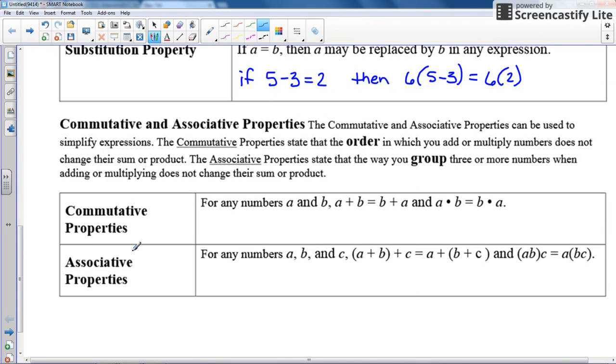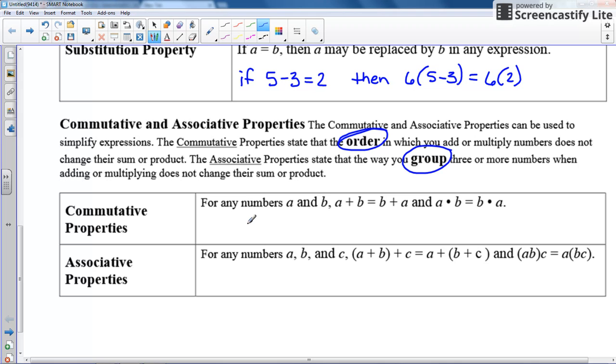And then the last 2 properties we're going to talk about, I know you've learned a ton about, and that's the commutative and associative properties. And the commutative property, remember, is when we can change the order in which we add or multiply numbers, and it won't affect their sum or product. Whereas the associative property is when we change the grouping of numbers when we add or multiply, and it doesn't change their sum or product. But we have to remember that this only applies to sums and products, not subtractions and not divisions.